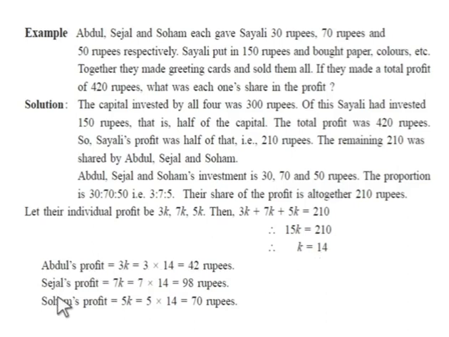So now we will find the profit of Abdul, Sejal and Soham. 3 multiplied by k, that is 3 multiplied by 14, is 42 rupees. So this is the profit made by Abdul. Now Sejal's profit is 7k, that is 7 multiplied by 14, it is equal to 98 rupees. And now Soham's profit is 5k, that is 5 multiplied by 14, is 70 rupees.